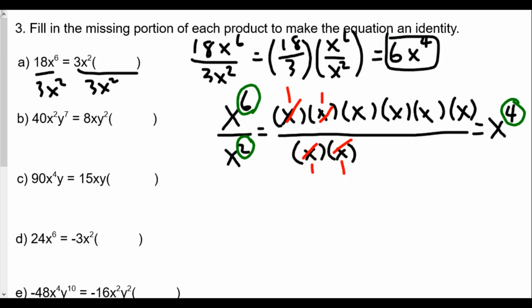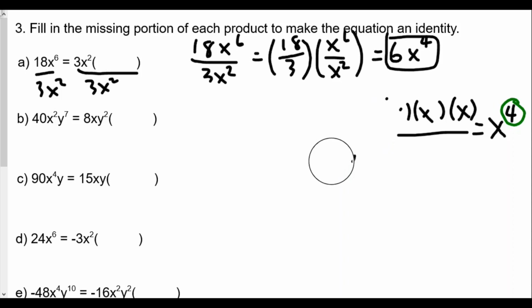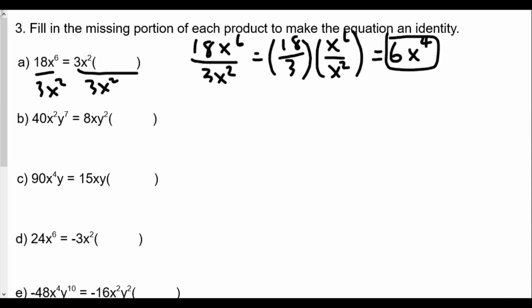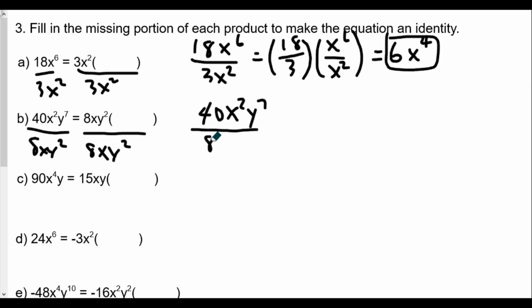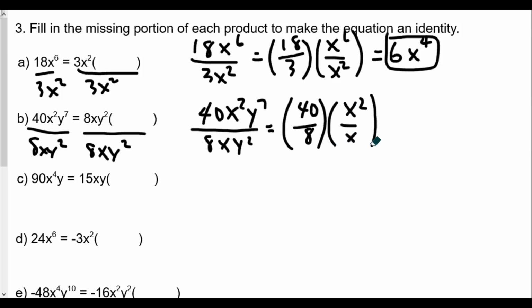All right, so now let's move on to part B, and we do the same exact thing here. We're going to divide both sides by 8xy squared. And so now we're going to get 40x squared y to the 7th over 8xy squared. And again, we regroup using the associative property: 40 over 8 times x squared over x times y to the 7th over y squared. And so we will now simplify. 40 over 8 is definitely 5. And x squared over x is not x squared, because really x is x to the 1st power, and therefore we subtract exponents and we get x to the 1st.